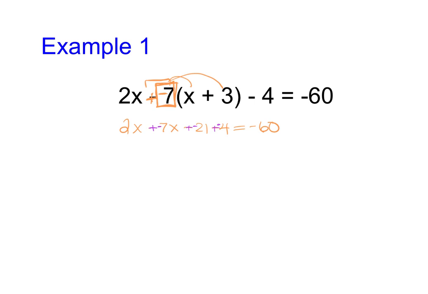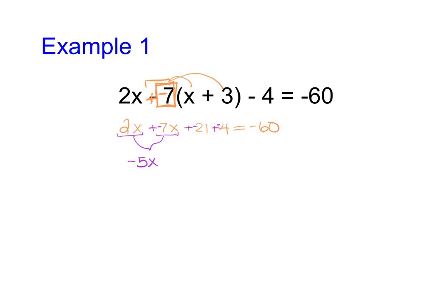Those are also like terms. So here in this problem, what I'm noticing is that I have a 2x and a -7x that are alike. They both have a variable of x. Those can be combined together by simply adding together their coefficients. So we have 2 plus -7, which gives me a -5x.